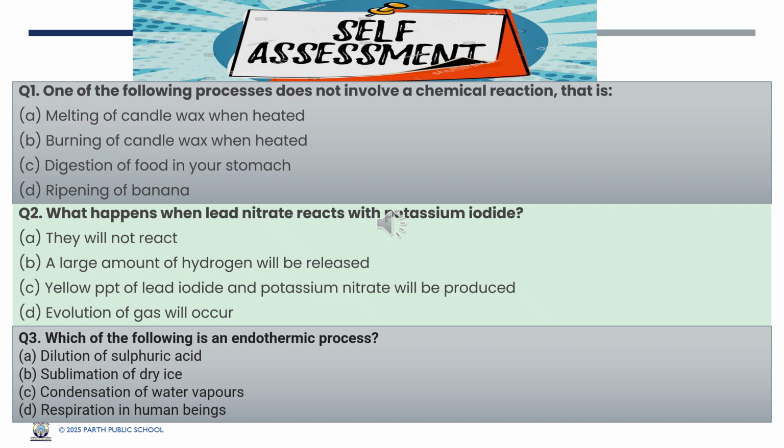Question number 2. What happens when lead nitrate reacts with potassium iodide? A. They will not react. B. A large amount of hydrogen will be released. C. Yellow precipitate of lead iodide and potassium nitrate will be produced. D. Evolution of gas will occur. Question number 3. Which of the following is an endothermic process? A. Dilution of sulfuric acid. B. Sublimation of dry ice. C. Condensation of water vapors. D. Respiration in human beings.